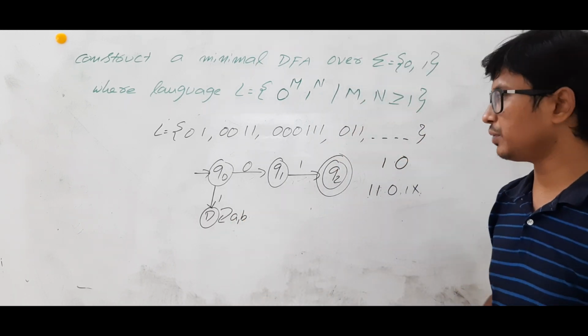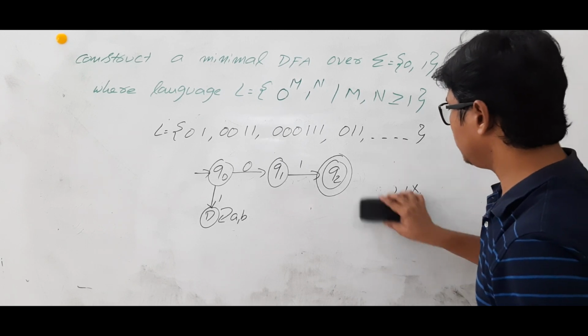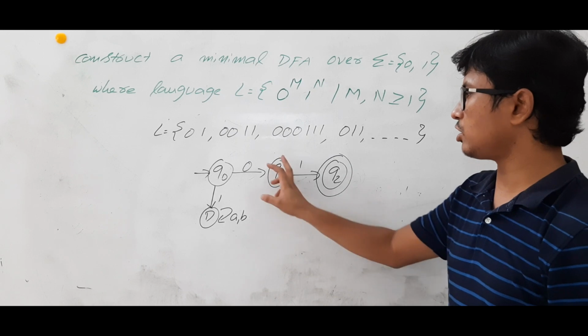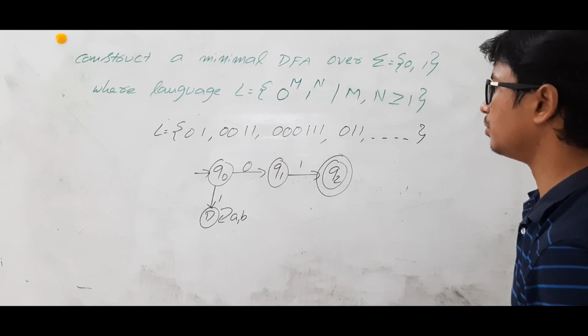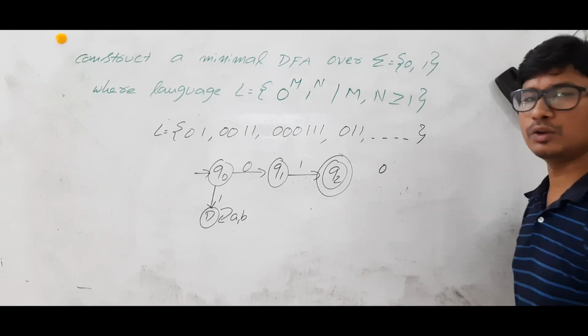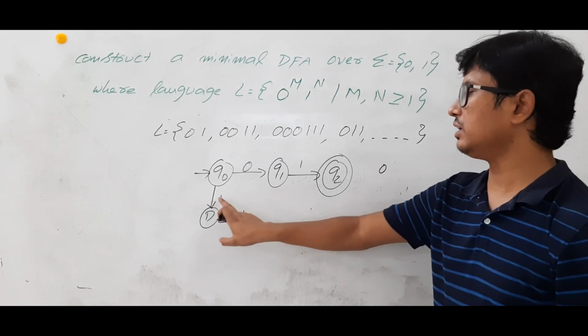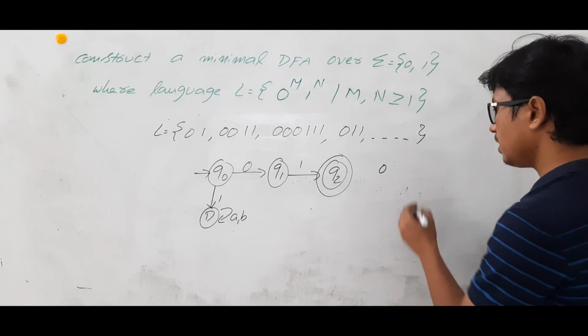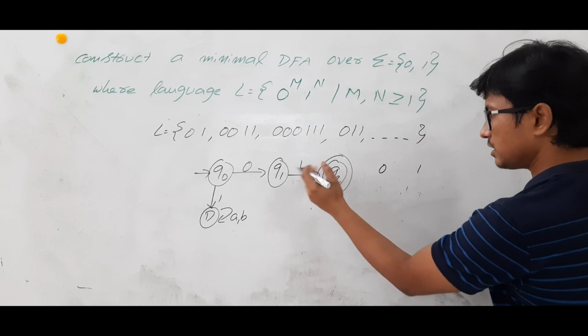I hope you are able to understand. Okay. Now Q1 on 1, we have discussed what happens. On 0, what will happen, we will see it now. Okay. Now how did you reach Q1? You would have seen a 0. Is it clear? If you would have seen 1, you would have gone to the dead state. But if you have seen 0, then there is a chance that you can see 1 after that.